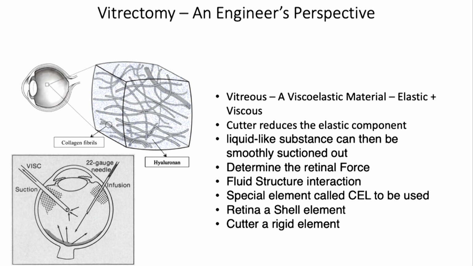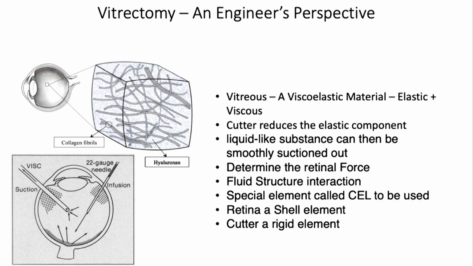One of the problems we are currently doing is a very interesting and a tough problem. So how do I now model vitrectomy? The vitreous is actually a viscoelastic material, elastic plus viscous. So essentially, that's how it looks. And there is a cutter when you cut. What really happens is that the elastic component starts dropping, so the fluid component keeps increasing.